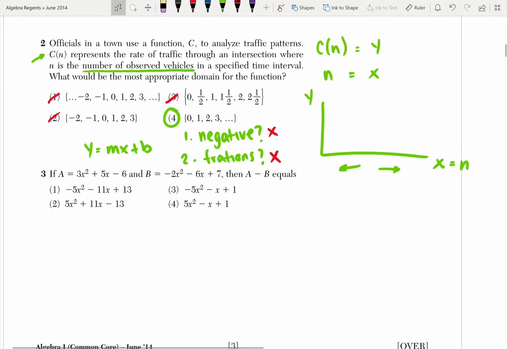Okay, so for question 3, if a is equal to 3x squared plus 5x minus 6, and b is equal to negative 2x squared minus 6x plus 7, then a minus b is equal to which one of these? Okay, so here we have, I'm going to write this out, 3x squared plus 5x minus 6 minus, and in order to not mess up our signs, we're going to put this in parentheses, negative 2x squared minus 6x plus 7.